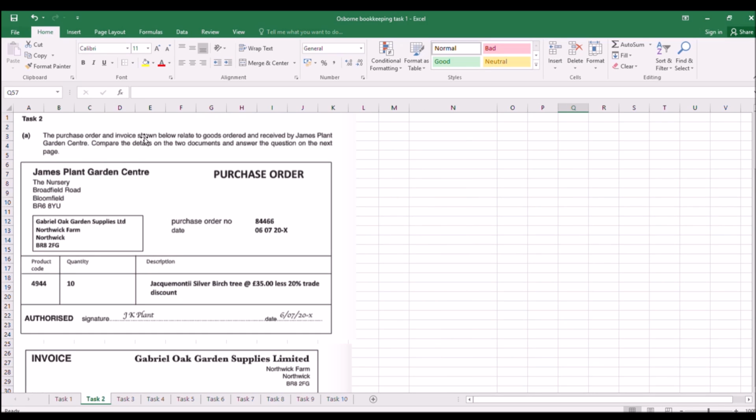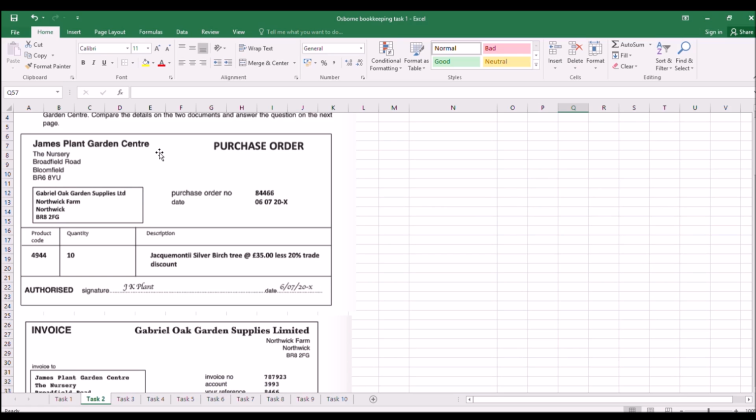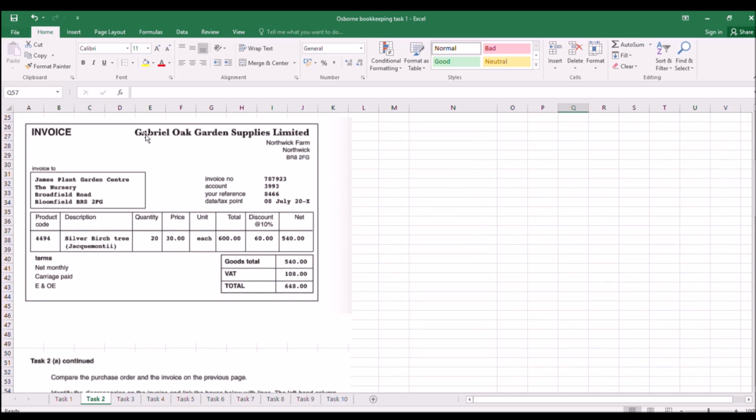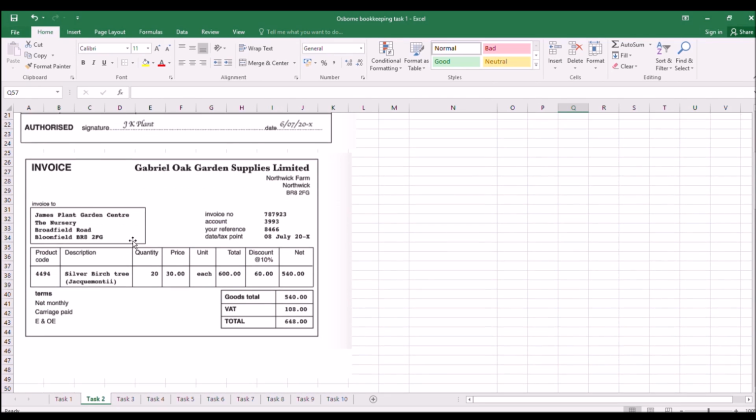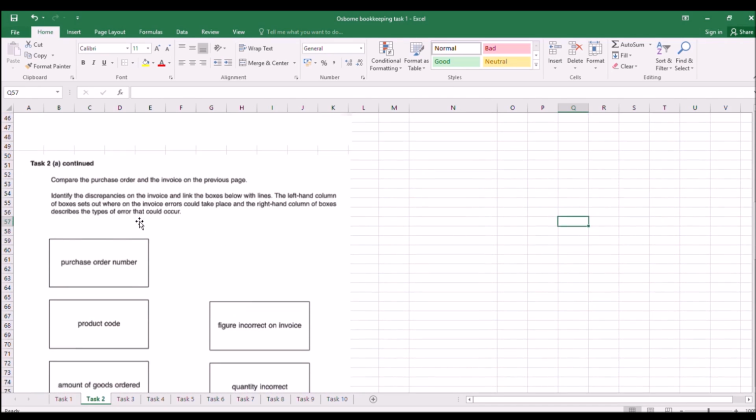Okay, the purchase order and invoice shown below. Right, so we've got a purchase order from the customer, and we're going to have a sales invoice from the supplier. So the purchase order from the customer James Plant to Gabriel Oak, who's the supplier. Right, okay. Compare the details of the two documents and answer the question below. So what we've just got really is two documents here, purchase order and sales invoice, and we're going to see which ones are wrong.